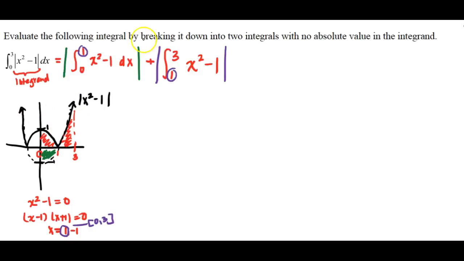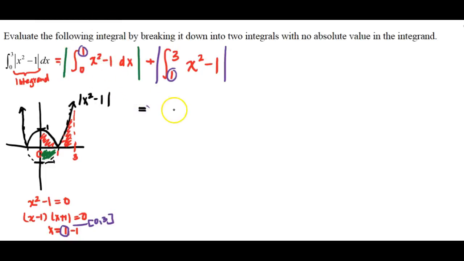So we wouldn't even have to draw the graph, but we would need to find where this equals 0. If any of those values are between 0 and 3, then I would need to break it up and put absolute value bars around the whole thing. And now I could solve each one of these separately. So let me go ahead and do that.